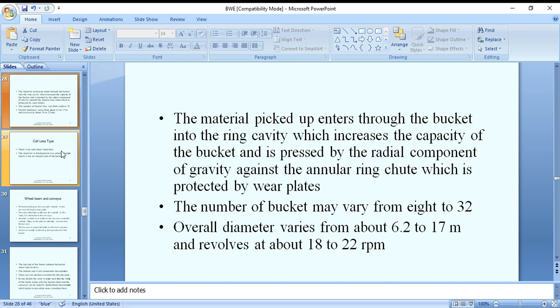Overall diameter varies from about 6.2 to 17 meters, revolving at about 18 to 22 RPM. The revolution is very slow in nature because of loading and cutting. Otherwise, if the wheel speed is increased, the material will fall in the same place, so you can avoid it. Depending upon the swell factor, which is also increasing, the fill factor is another factor for getting the bucket to work at full efficiency. So these are the general bucket functions.